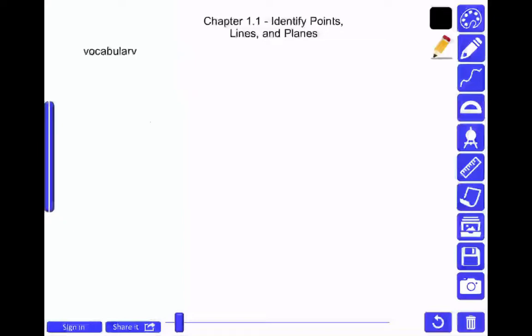So the first thing we're going to look at is a point. Okay, and so we use just a dot to label a point or to identify a point. We use capital letters to name points. So we would call this point A. Use capital letters.